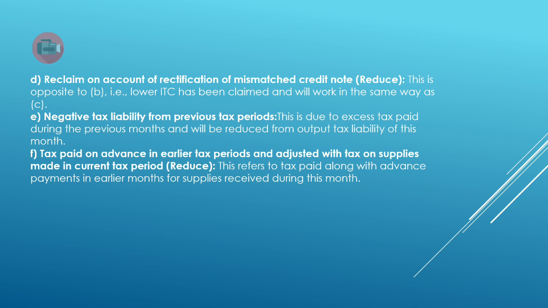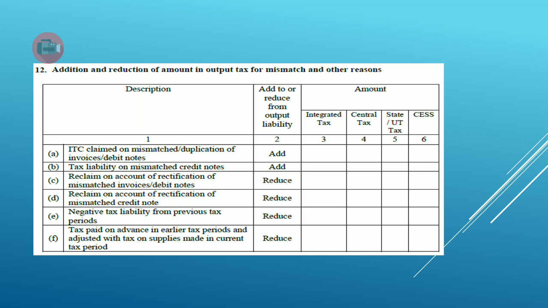Negative tax liability from the previous tax periods. This is due to the excess tax paid during the previous month, which will be reduced from the output tax liability of this month. Tax paid on advance in an earlier tax period and adjusted with the tax on supplies made in the current tax period is reduced. This refers to tax paid along with advance payments in earlier months for supplies received during this month. This is the format of addition and reduction of amount of output tax for mismatch and other reasons.